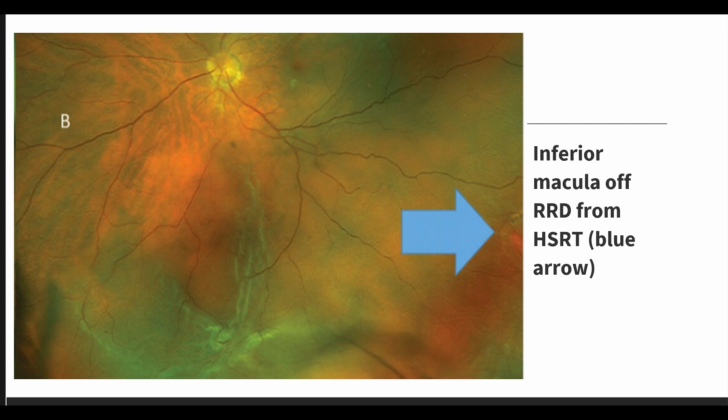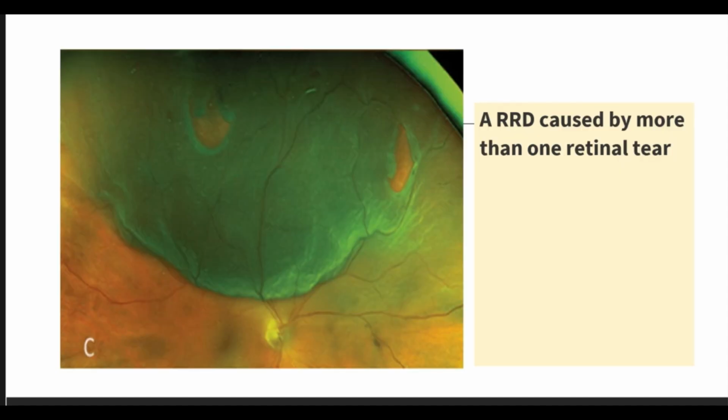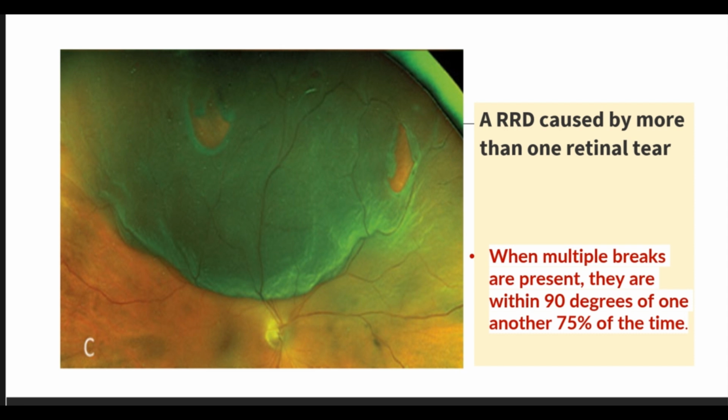Now, it doesn't mean that only a superior temporal break will lead to a macula off RD. Sometimes even inferior breaks can cause development of a macula off RD. Over here, you can see sometimes there might be more than one retinal tear that is responsible for development of RD, and therefore thorough examination in these patients is very important. Whenever multiple breaks are present, they are usually present within 90 degrees from one another 75% of the time. Over here, you can see one break and this is another break.